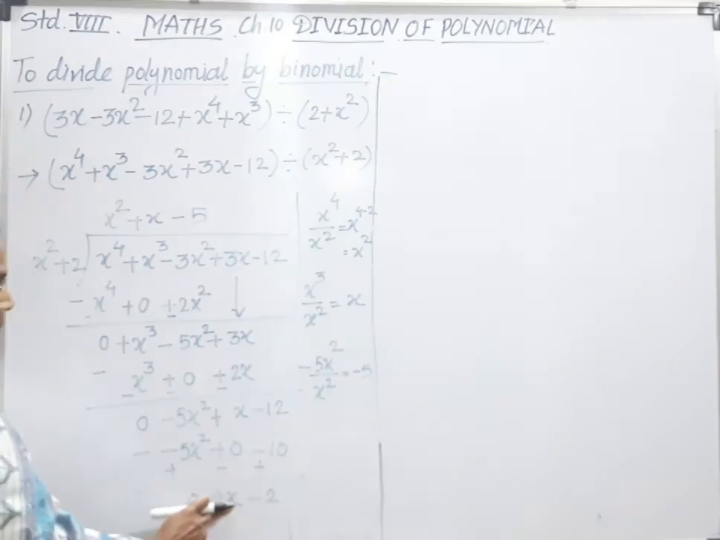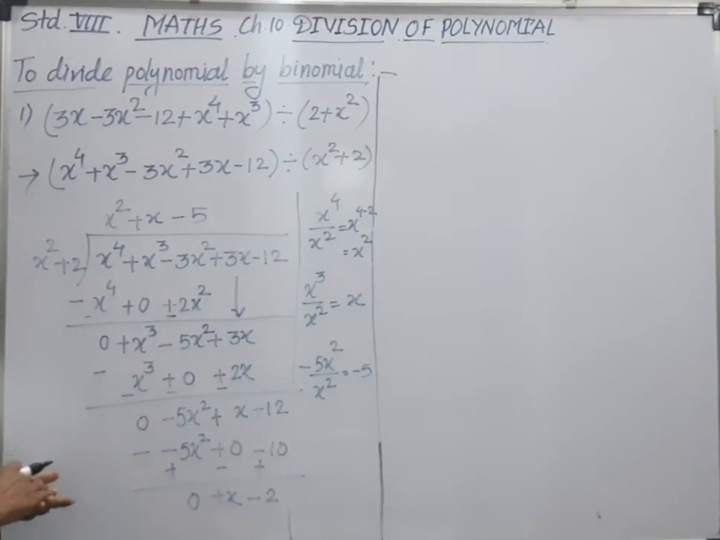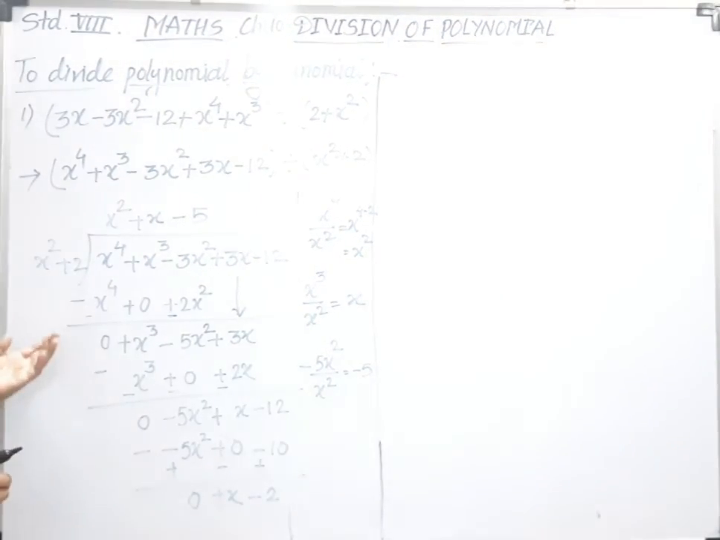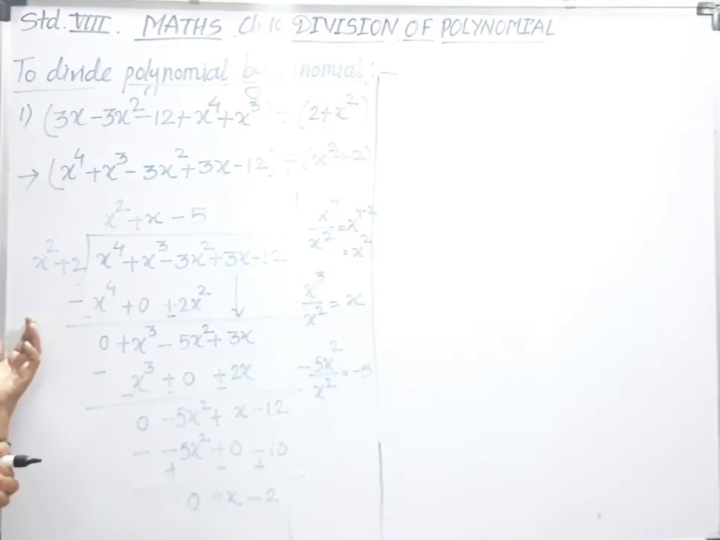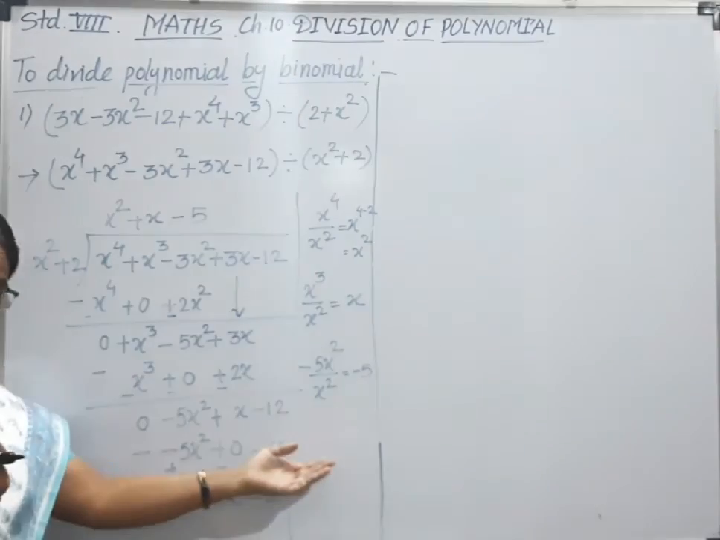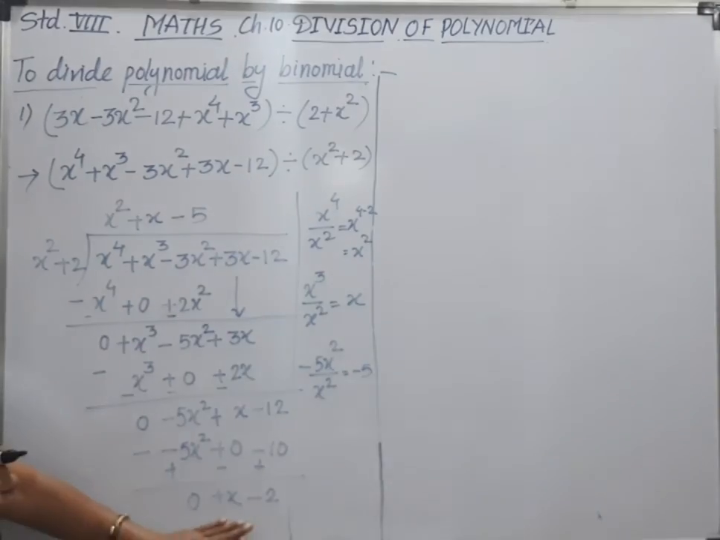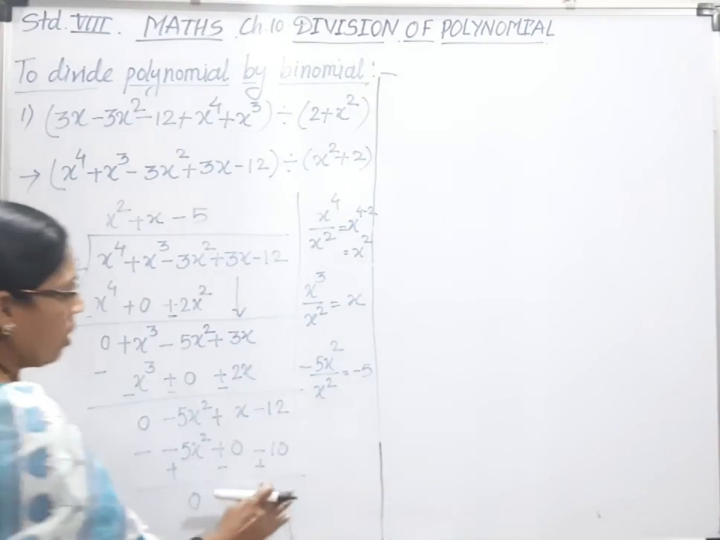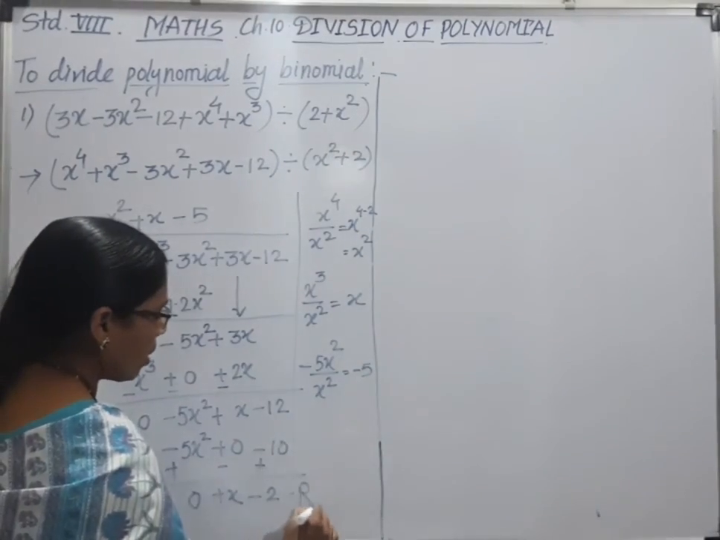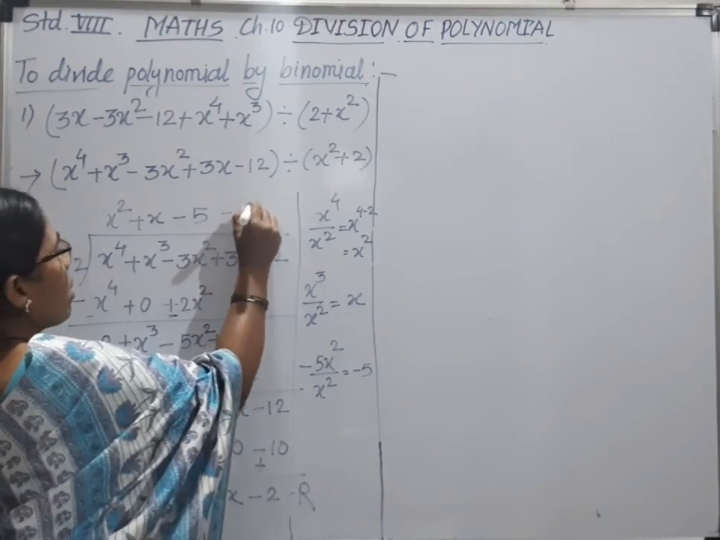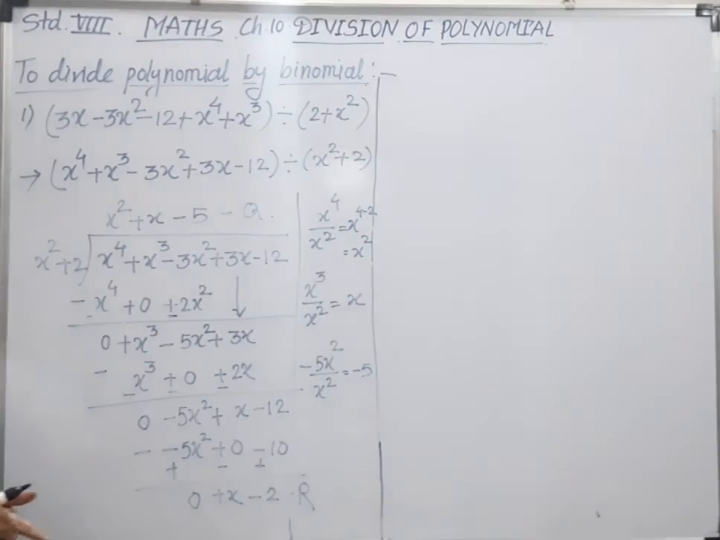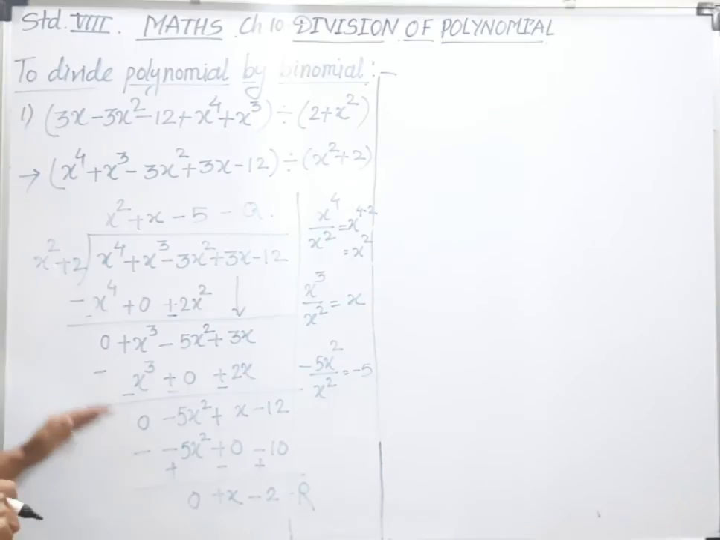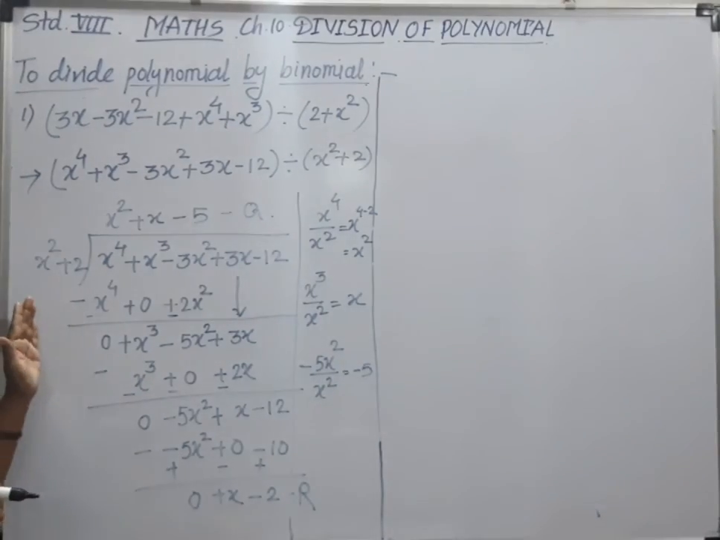Now when we divide this x by x square, then it is not a polynomial, because you will get the index of that answer. That quotient is x raised to minus 1. So that is the remainder. That is the remainder. So here remainder, here quotient. So in this way we have to divide polynomial by binomial.